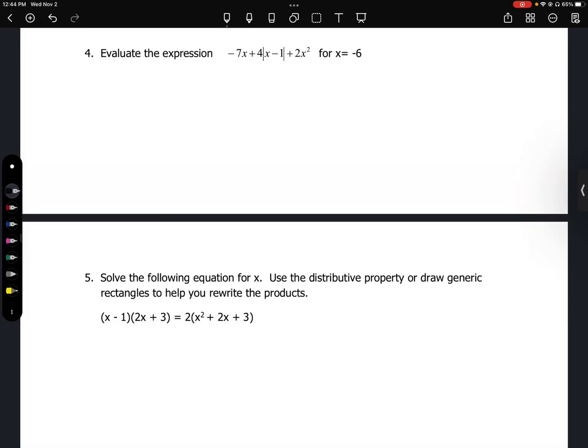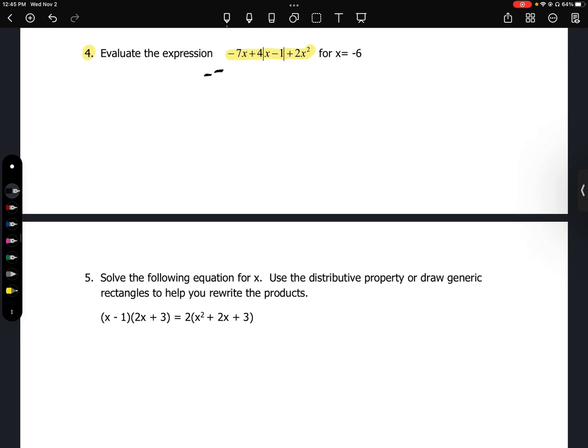This is problem number 4 from the Chapter 3 closure packet. It says evaluate the expression. It starts out -7 times x plus 4 times the absolute value of the quantity of x minus 1 plus 2x squared for x equals -6. So what we're going to do with this is we need to substitute in -6 wherever we see our x.